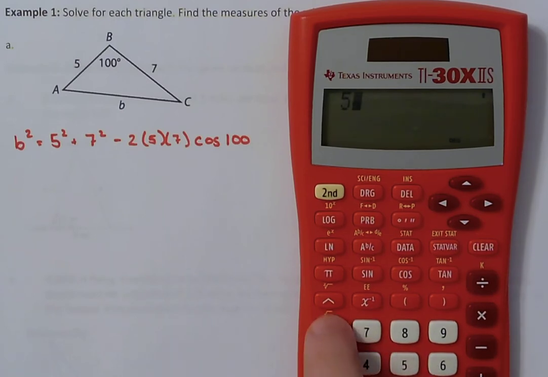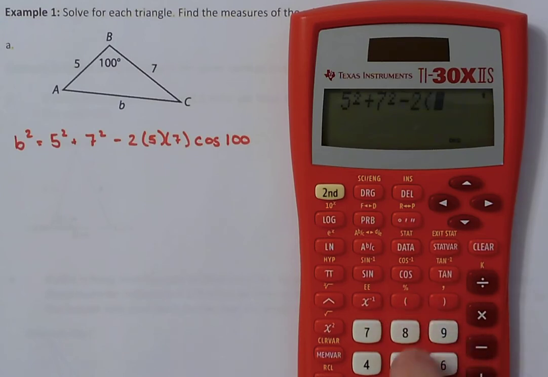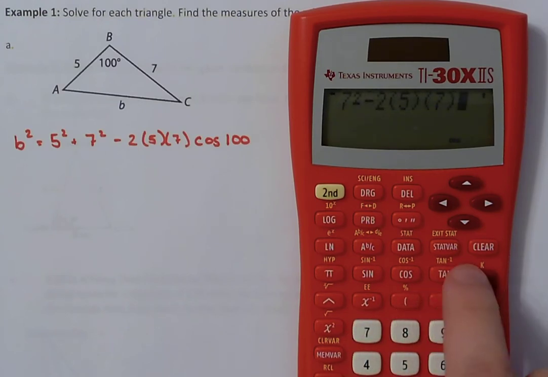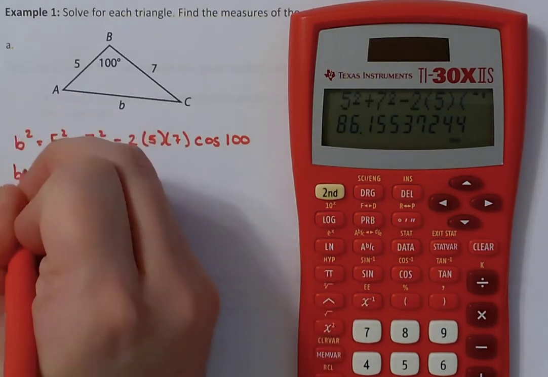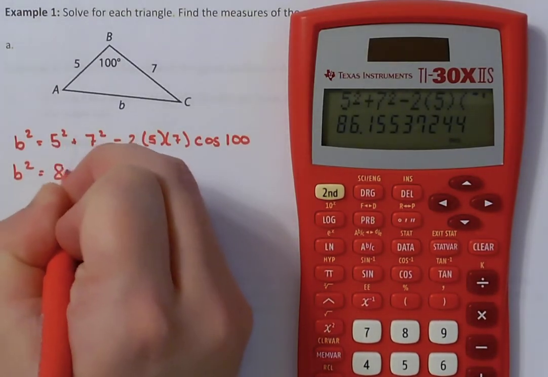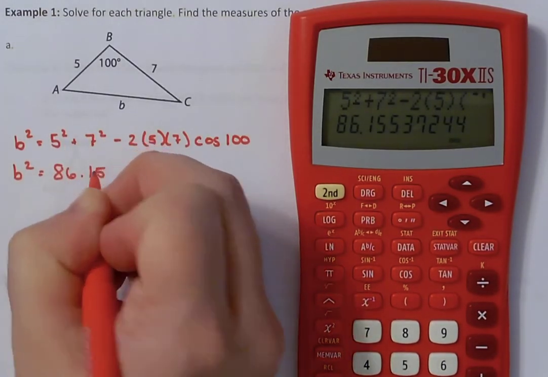So it's 5 squared plus 7 squared minus 2 times 5 times 7 times cosine 100. So I plugged all that in at once, and if we do it correctly, we should get 86.15537 and so on. So B squared is going to equal 86.155.